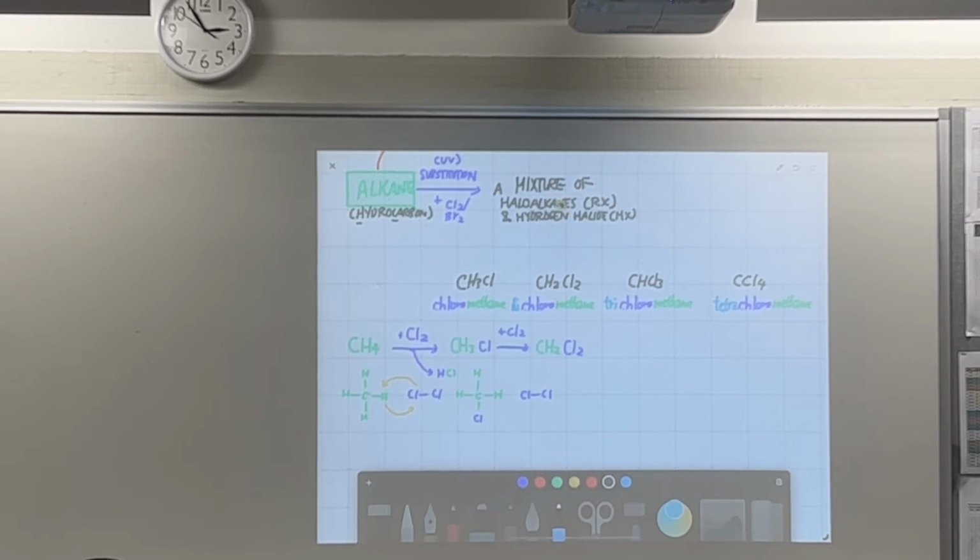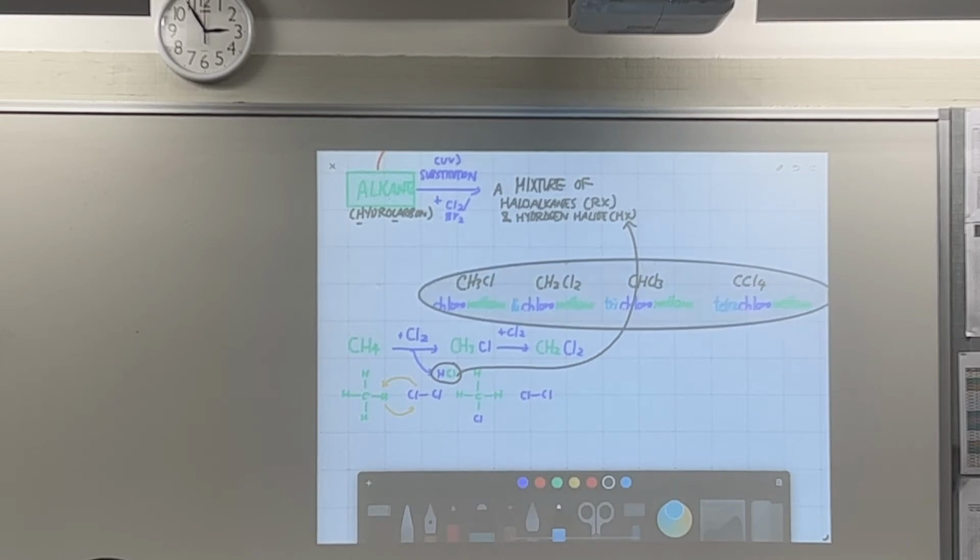And those are the haloalkanes. What about the hydrogen halide? You can see this hydrogen halide in here, right? This is the hydrogen halide, and these are the haloalkanes. This is why I said a mixture will be formed. You don't just get one product. You get a mixture, a cocktail of products.